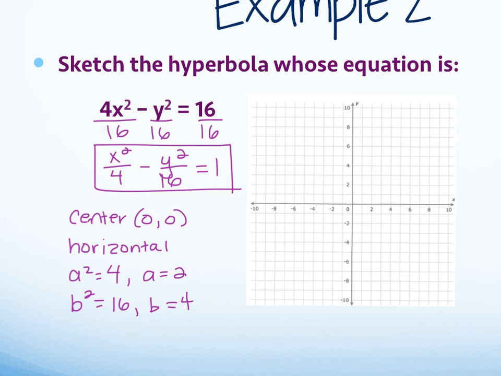All right, so now I got my center at 0, 0. I'm going to plot that point, 0, 0. This is horizontal, so I'm going right and left the A, which is 2 that way, 2 that way, and I'm going up and down the B, 4 and 4. Because it just says to sketch it, I already have enough information that I need, okay?